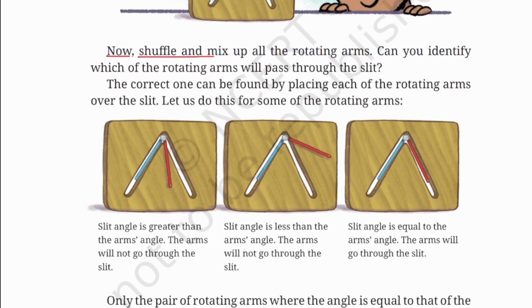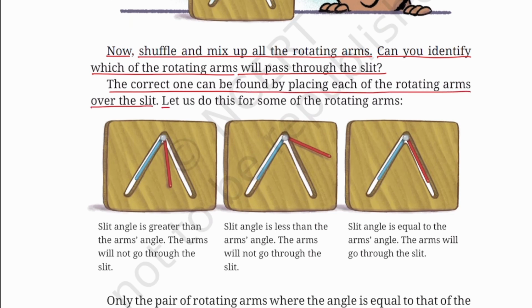Now, shuffle and mix up all the rotating arms. Can you identify which of the rotating arms will pass through the slit? The correct one can be found by placing each of the rotating arms over the slit. Let us do this for some of the rotating arms.